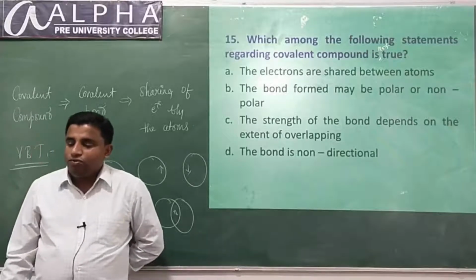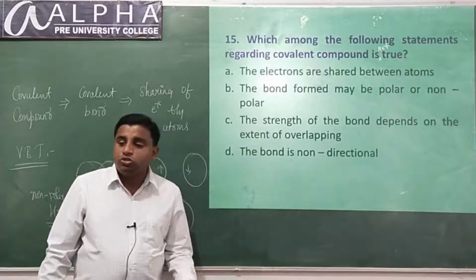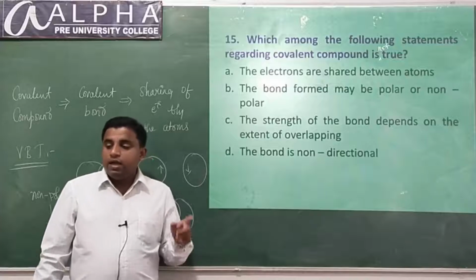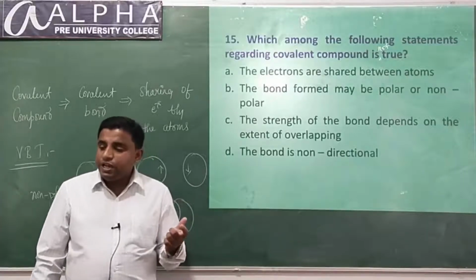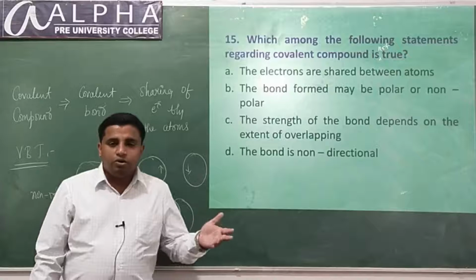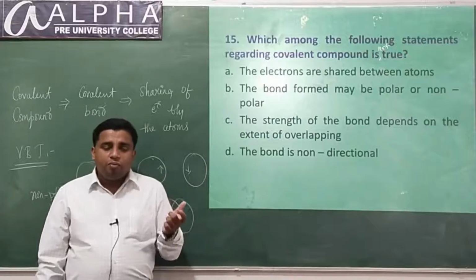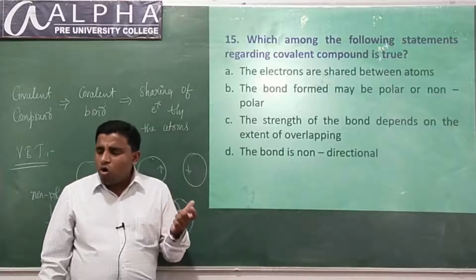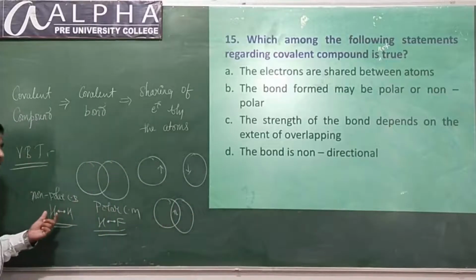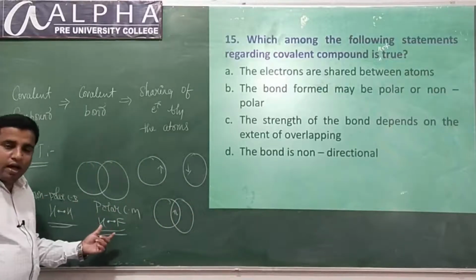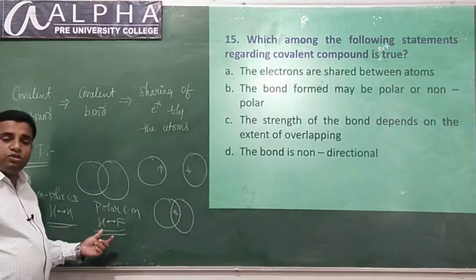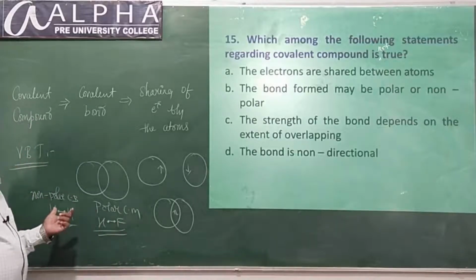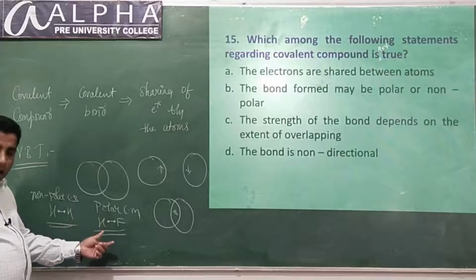Which among the following statements regarding covalent compounds is not true? The electrons are shared between the atoms. Obviously, very true. A covalent bond is formed by sharing of electrons between the two atoms. Correct. The bond formed may be polar, like hydrogen fluoride, or non-polar, like hydrogen. So it may be polar as well as non-polar.